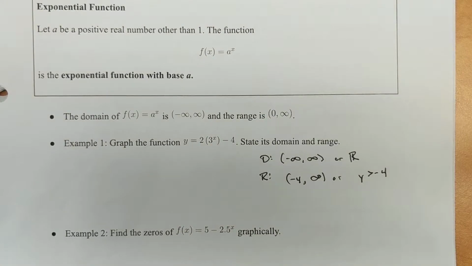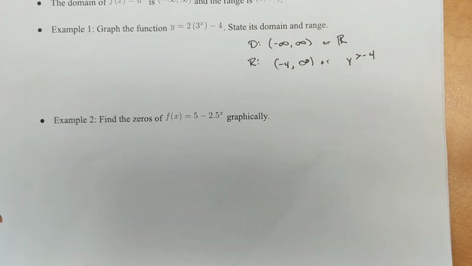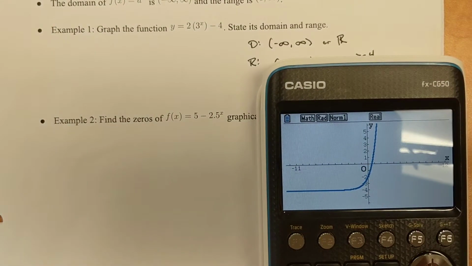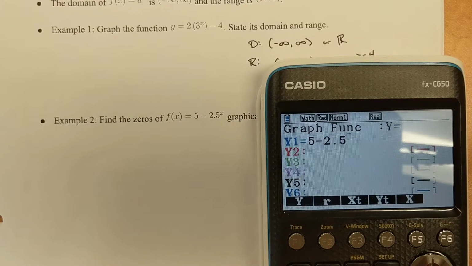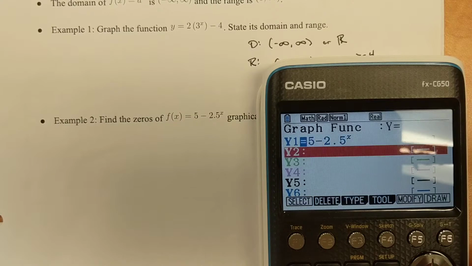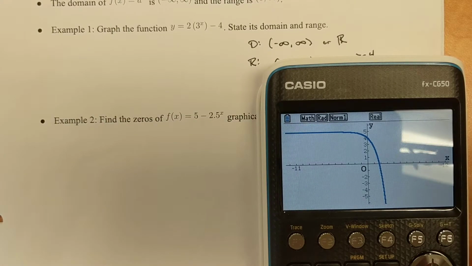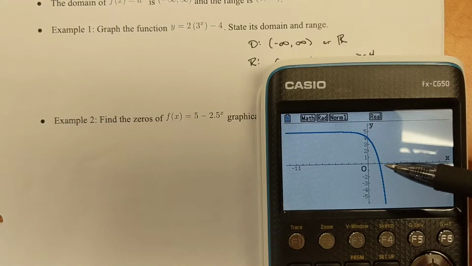Okay, so the second one here says find the zeros of that equation graphically. So we'll get our graph back here. So we'll change our equation, 5 minus 2.5 raised to the xth power. Draw, so it looks like that. So we need to find that value there where it crosses the x-axis.